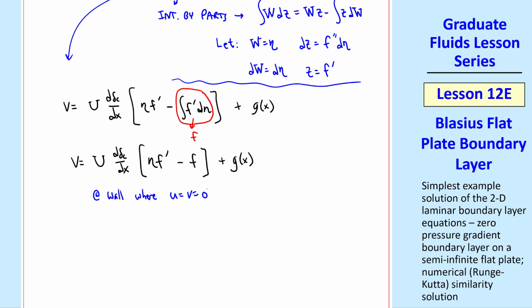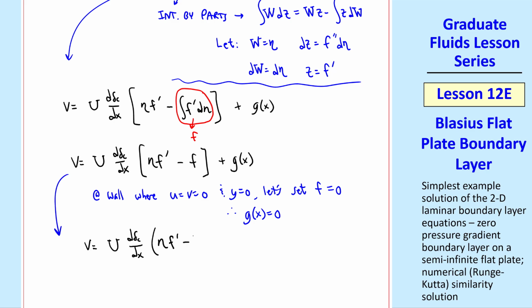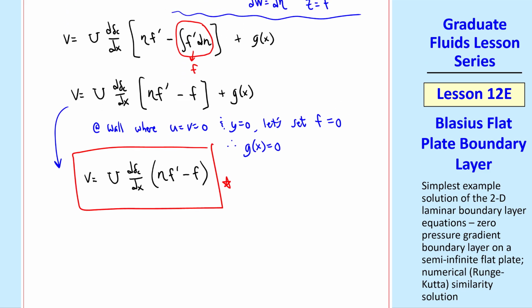So at the wall where u equals v equals 0 and y equals 0, let's pick f equals 0. And since f prime is proportional to u, and that's already 0 at the wall, this whole term becomes 0. And thus we can get rid of this pesky g of x. So finally, v equals U d delta_c/dx times (eta f prime minus f). This is the result of our continuity equation.